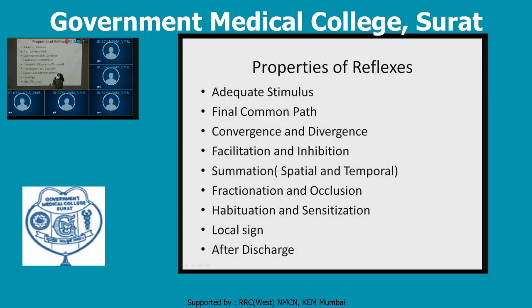Next is the local sign. Local sign is a quality which is frequently observed in case of the withdrawal reflex. What is this local sign? Whenever a stimulus is applied, suppose the stimulus is applied on my hand from the medial side, like a pinprick. What will happen? There will be flexion as well as abduction. And if the stimulus is applied from the lateral side, what will happen? There will be adduction as well as flexion.